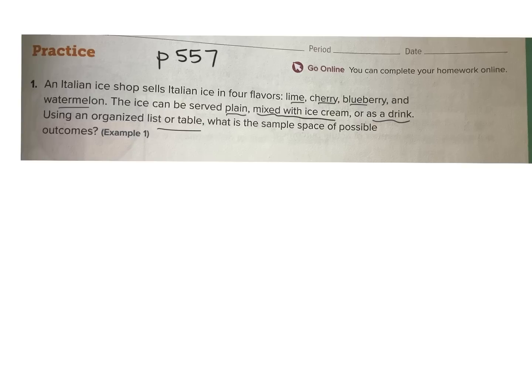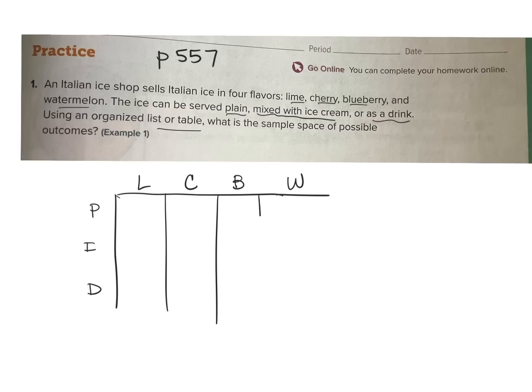All right, so I think if I'm doing a table, there's only 2 options. It's nice to do a table then. It's like a multiplication chart. I could get lime, cherry, blueberry, and watermelon, and then I could get plain, ice cream, or a drink. If you think of it like a multiplication chart, this is really nice with 2 options.